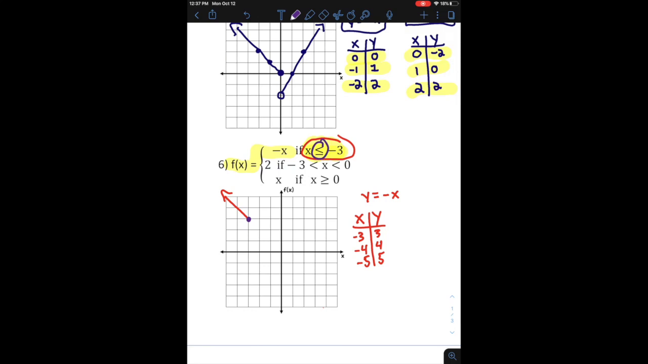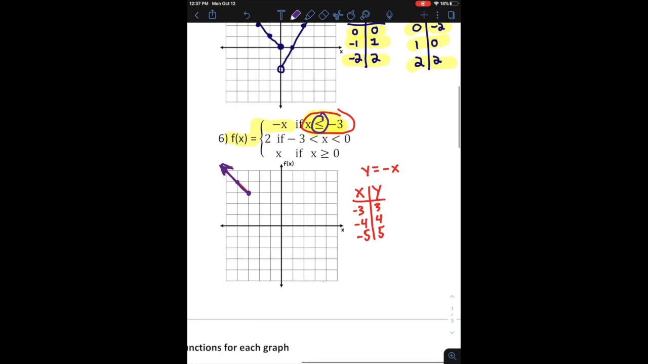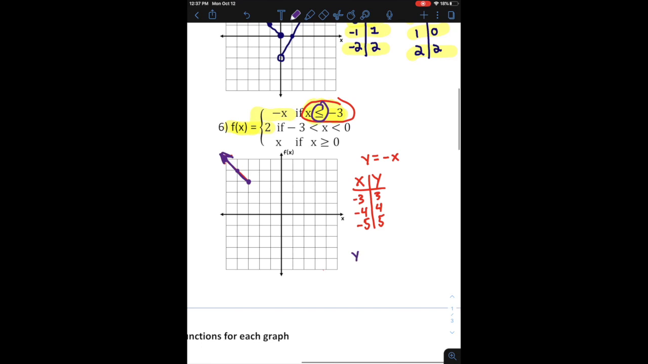-3, 3 is this point here, and we're going to keep it a solid point because it's a less than or equal to sign. -4, 4, -5, 5. We'll continue graphing up to the left, and we will still get that same piece. All right, so two options, whichever one you feel best with, you could use. Let's go ahead and graph now this second piece, f of x equals 2.